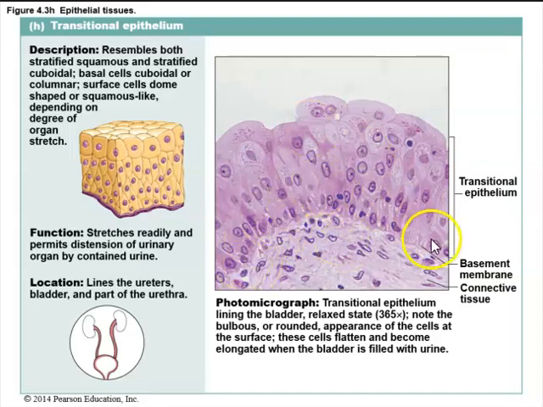Again, the basal cells are cuboidal or columnar in shape. Surface cells are dome-shaped when there is no urine in the bladder, and then can be squamous-like if the urinary organ is full of urine. So functions include stretching readily and permitting distension of the urinary organ by contained urine, and it lines the ureters, the bladder, and part of the urethra.